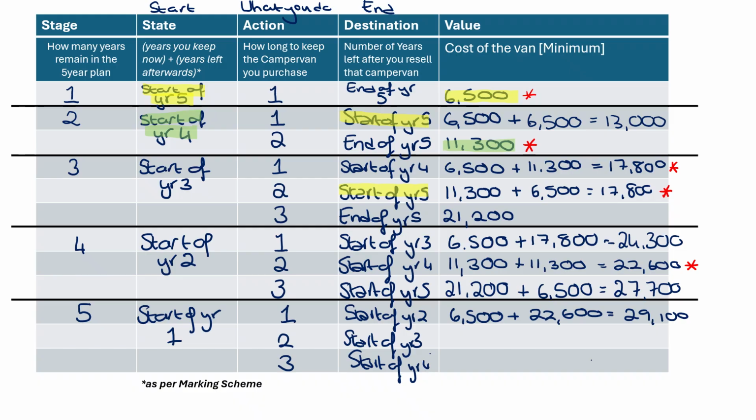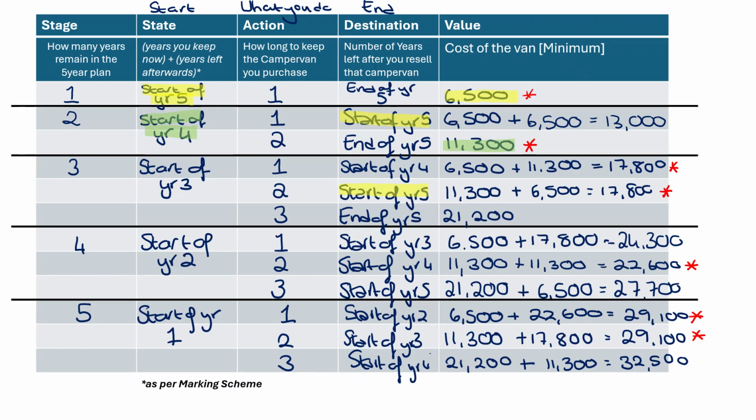So if we buy it for 2 years, 11,300 plus the optimal value from the start of year 3, which we worked out as 17,800. So that is 29,100 as well. And then our last one here, which is 3 years, which is 21,200, plus the optimal value for the start of year 4, which was 11,300, which gives us 32,500. And we actually get 2 optimal values here. So there's 2 options that work out the best for us.